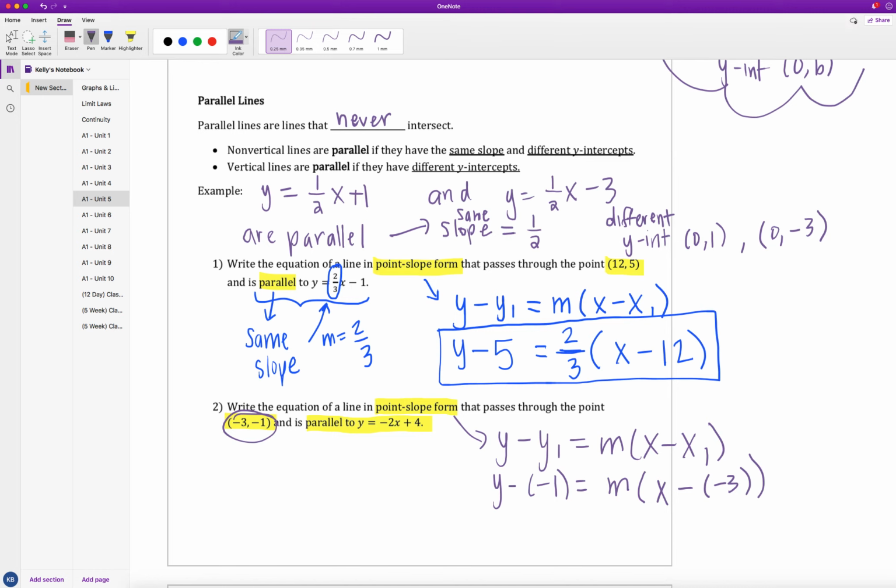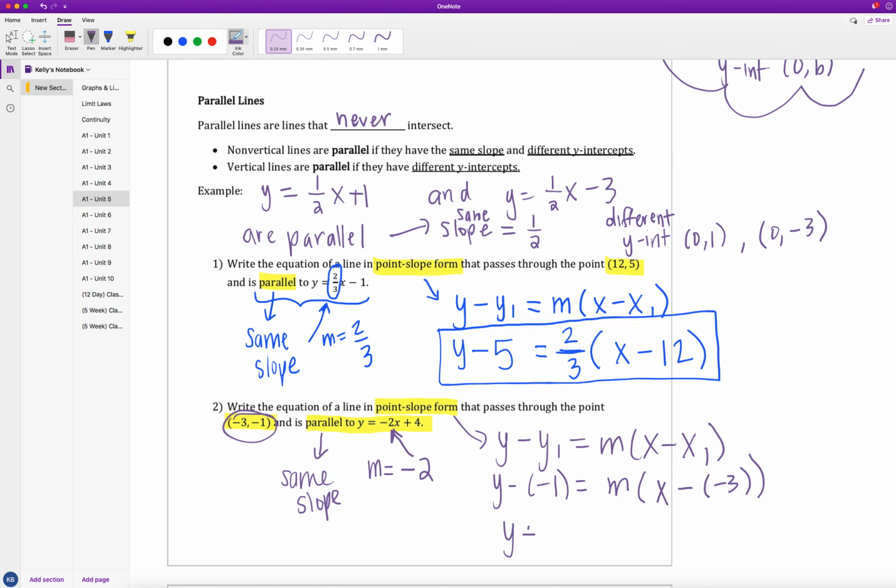We know that it is parallel to the line y equals -2x plus 4, and parallel lines mean that I have the same slope. So if I can find the slope of this line, I can find the slope of my new line. So what would the slope be of y equals -2x plus 4? Our slope here would be the -2, since this line that they gave me is in slope-intercept form, so it's the y equals mx plus b, so my slope is the -2.